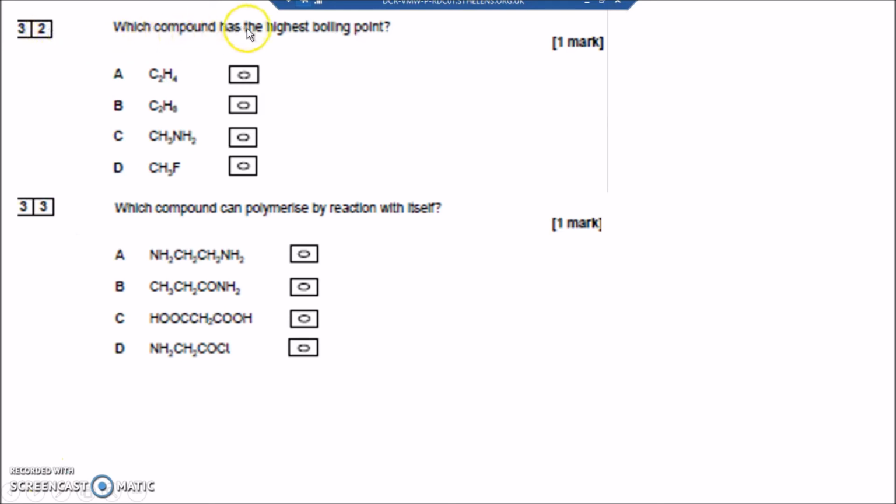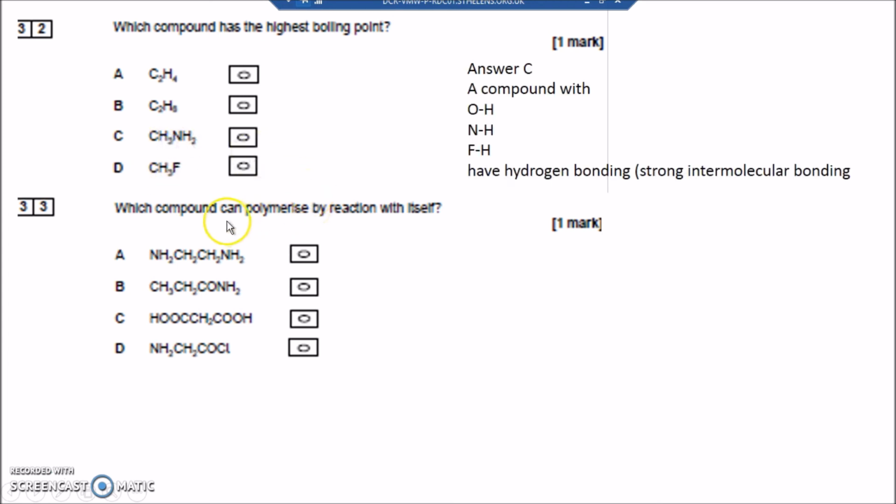Question number 32. Which compound has the highest boiling point? So immediately I'm trying to find hydrogen bonds. I'm trying to find a nitrogen bonded to an H, an oxygen bonded to an H, or an F bonded to an H. There's no N's, F's, or O's in that, neither for that. Oh, there's an N bonded to an H there. That would have hydrogen bonding. That's going to be probably my answer. There's an F bonded there, but it's CH3F. The F is bonded to the C, so I've not got a hydrogen bonded to an F. C is my obvious answer.